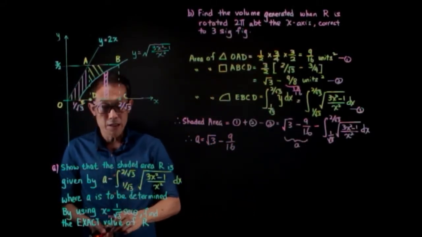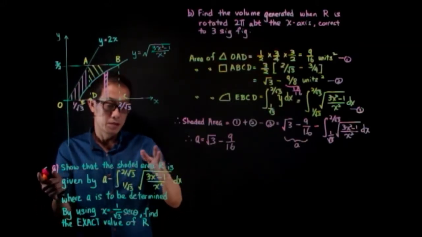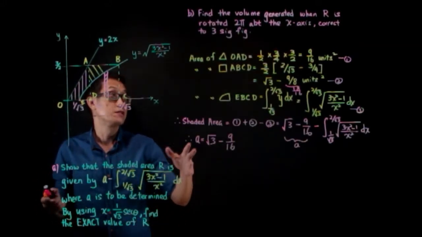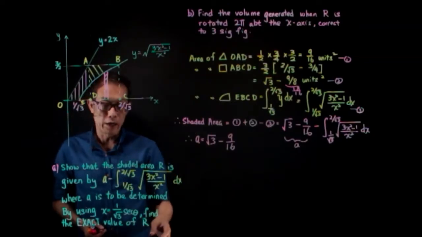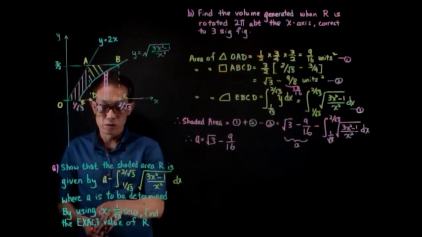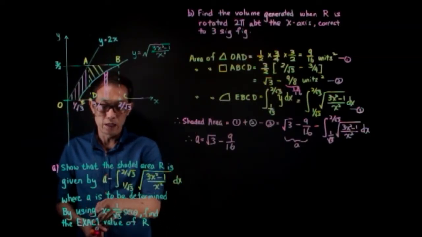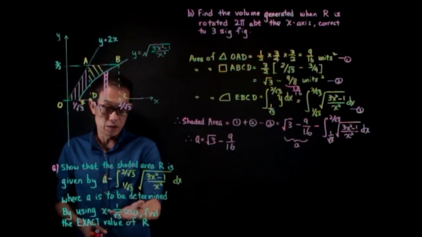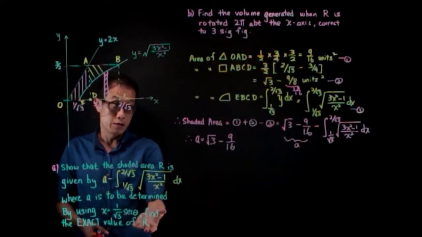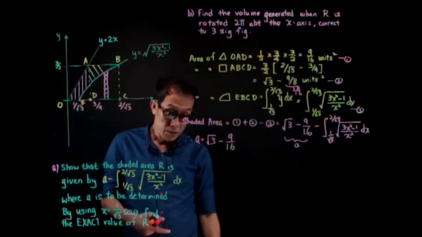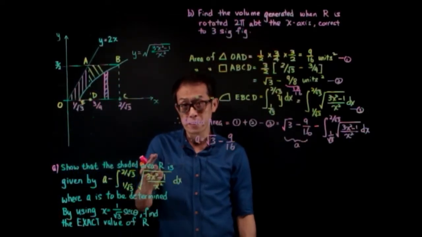Now let me erase part of this whiteboard, and then we shall carry on to show that by using x equals secant theta over 3, you are supposed to find r. But due to space constraint, let me erase part of it.